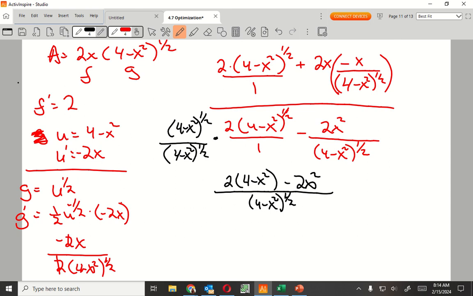Alright, so I'm gonna do my distribution now. So as I do my distribution, I'm gonna have 8 minus 2x squared minus 2x squared over my denominator of 4 minus x squared to the 1/2. And remember, all this is still equal to my derivative of the area in terms of x.